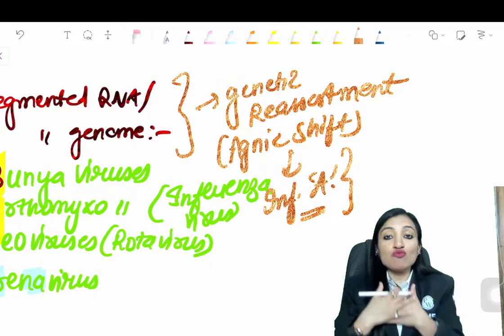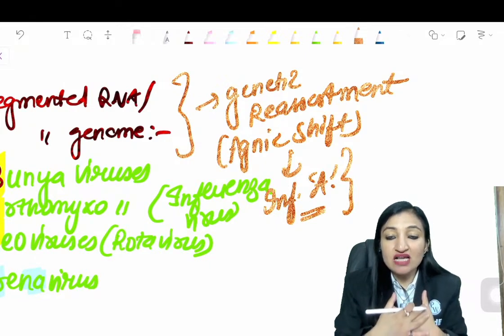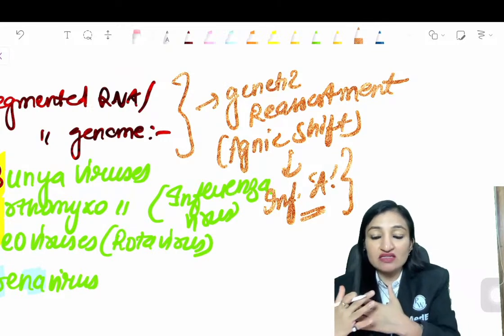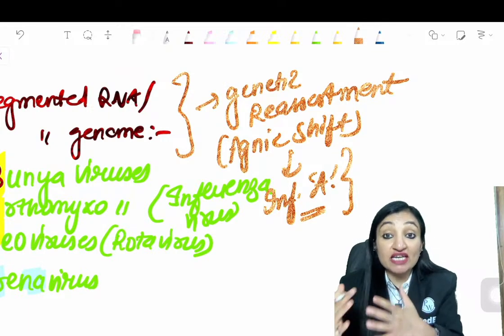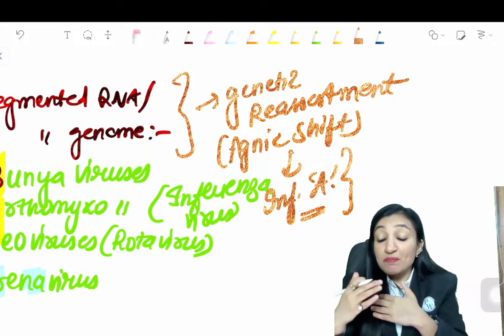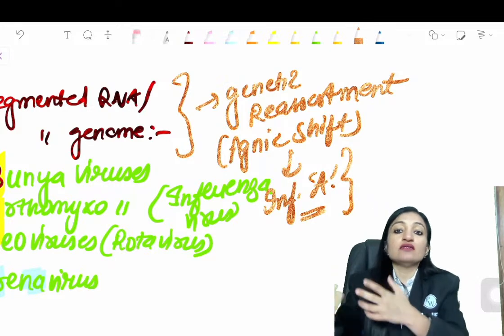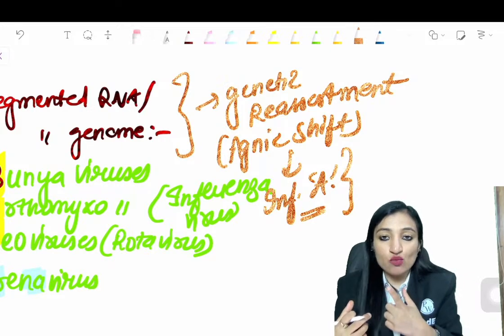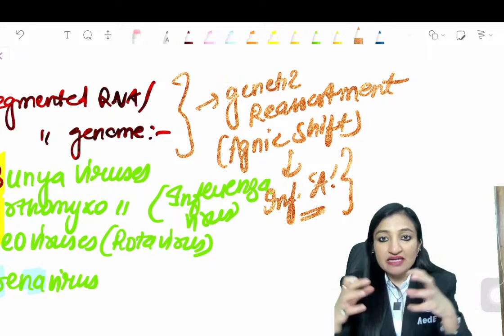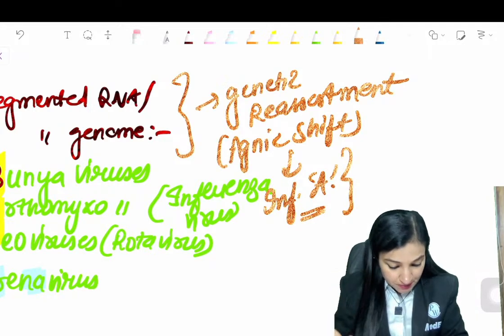If at all a human being gets infected simultaneously with a human influenza virus and, let's say, a chicken influenza virus, somebody is in close vicinity with chickens and the chicken itself has got infected with the chicken influenza virus. So being in close vicinity with the chicken, the human being can also get infected with the chicken influenza virus, and then RNA segments can be exchanged, leading to creation of a novel, altogether new virus.